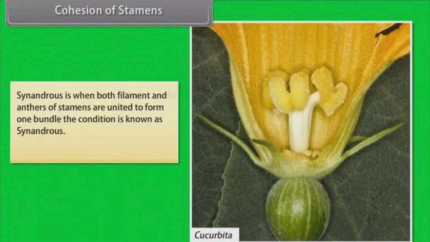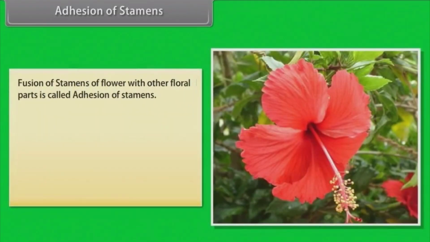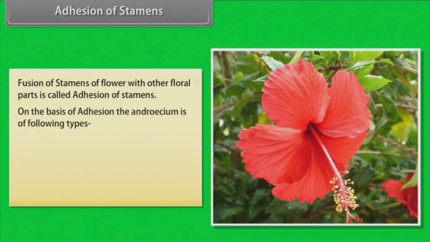Synandrous is when both filaments and anthers of stamens are united to form one bundle. Example: Cucurbita. Adhesion of stamens. Fusion of stamens of a flower with other floral parts is called adhesion of stamens. On the basis of adhesion, the androecium is of the following types: epipetalous, episepalous, epiphyllous, gynandrous.